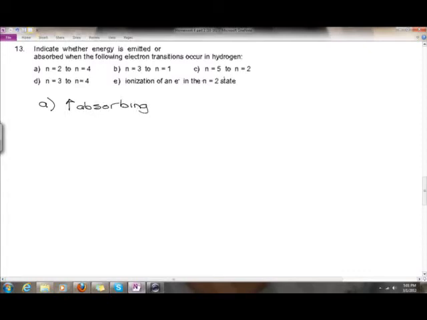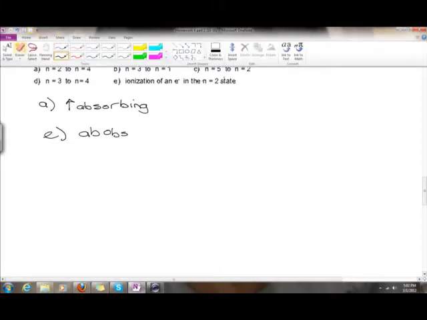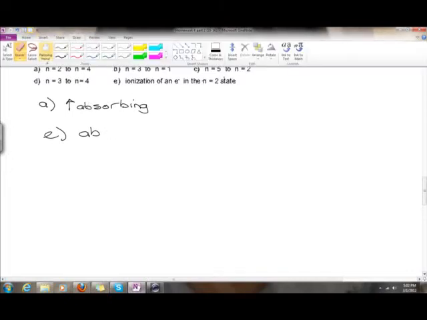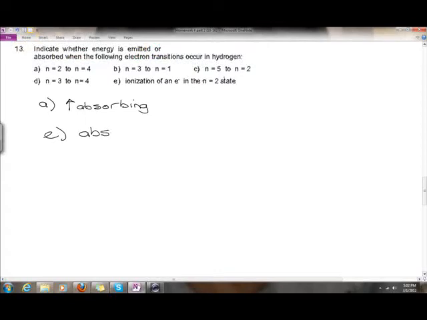Energy is being absorbed. Now letter E, ionization of an electron in the N state. Ionization energy, remember, is the energy required, so energy is absorbed.